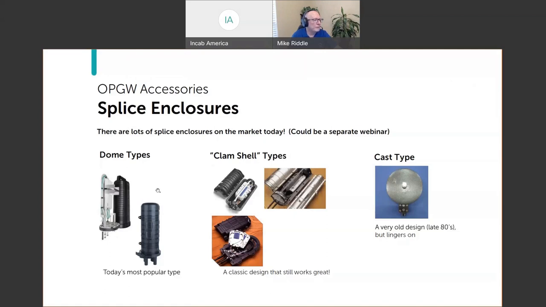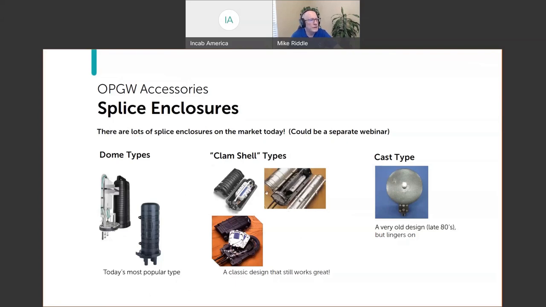Splice enclosures, lots of different splice enclosures on the market today. So I could do a separate webinar just on splice enclosures. Today, we're just gonna hit some of the highlights. So dome types are like what you see here on the left. The housing is designed such that the inside of the enclosure where the splice trays are goes up from the bottom. So you only have to seal around the bottom of the enclosure.